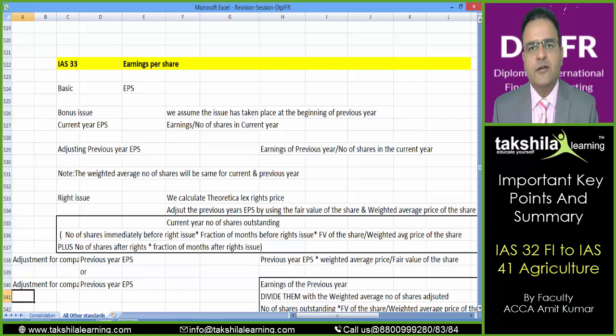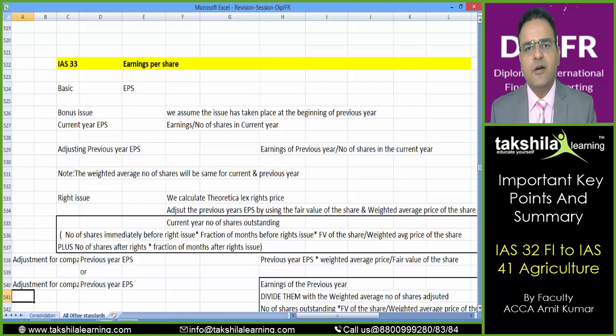Now, depending on whether there is a bonus issue or rights issue, if there is a bonus issue, we believe that the bonus issue has taken place at the beginning of the previous year, because we need to make an adjustment to the comparative amount of EPS as well. We are presenting current year EPS, we need to adjust the comparative EPS as well. For making it possible, we believe that if there is a bonus issue, it takes place at the beginning of the previous year. The same principle is applied for a rights issue.